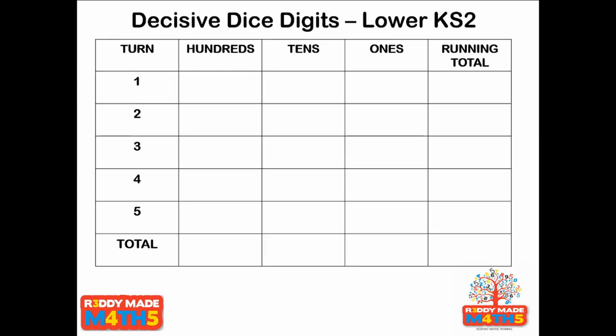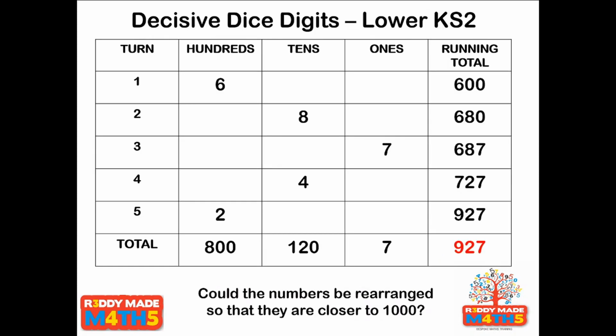A lower key stage 2 version like the game we just saw. This is just a random variation, we can see exactly what's happened. The 600s, the 810s, and the 71s. Yes, it's the 687. Another 410s, 727, and then the 200s. So we end up with 800s, 12 10s, so that's 920, and 7. We end up with a total of 927.